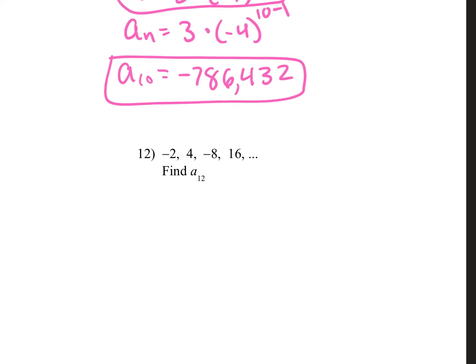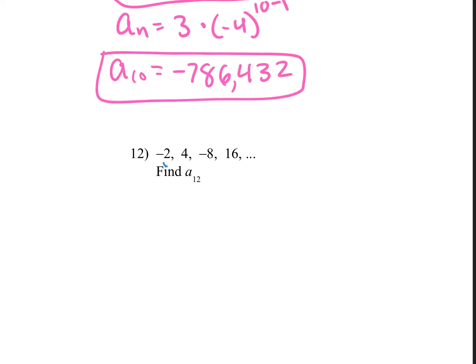All right, let's look at number 12. What number am I multiplying to get from one number to the next? Awesome. So R is -2. So for our equation, we start with the first term, which is -2, times our ratio, which is, again, -2, to the power of n minus 1.